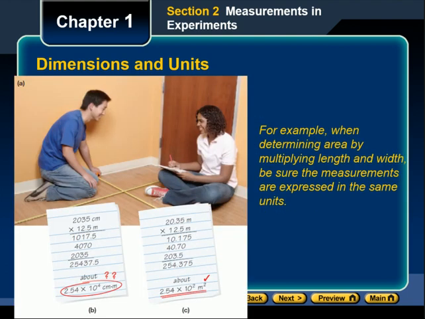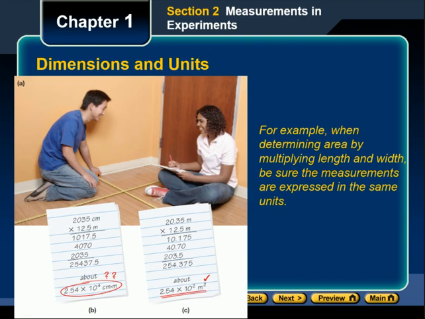In addition to having the correct dimension, measurements used in calculations should also have the same units. As an example, consider the figure on the screen here, which shows two people measuring a room to determine the room's area. Suppose one person measures the length in meters and the other person measures the width in centimeters. When the numbers are multiplied to find the area, they will give a difficult to interpret answer, because the units will be in terms of centimeters times meters, as is shown at the bottom of your screen.